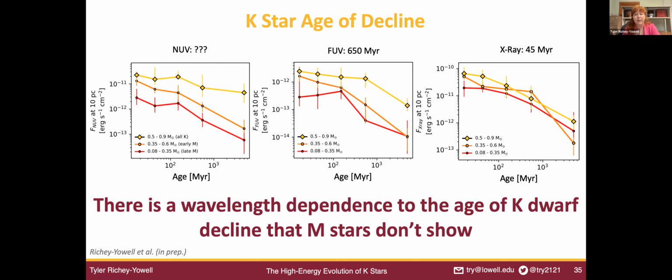And so this different evolution just basically means there's a different evolution at different depths within the star, essentially. Since X-rays trace the coronas of stars, the far UV is mostly tracing the transition region, and the near UV comes from the upper chromosphere. So the evolution of these regions are different for K-stars.